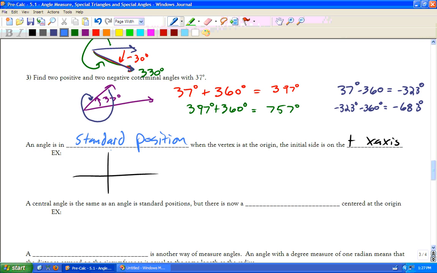In other words, my angle is going to start right here at the origin. My initial side comes out to the positive x-axis, and it doesn't matter where my terminal side is.